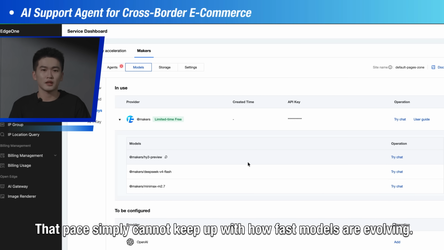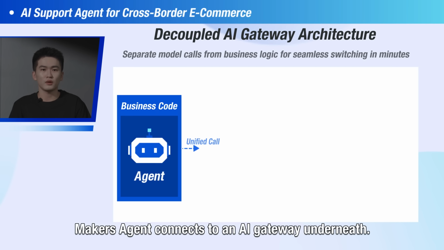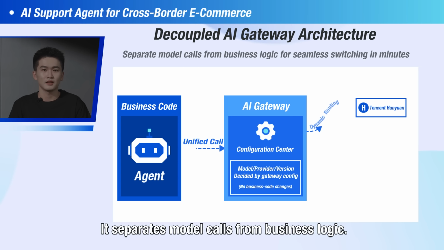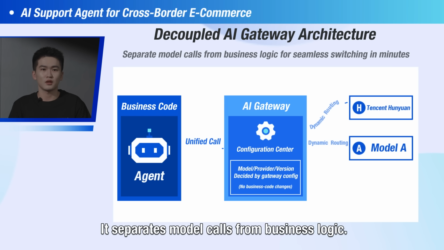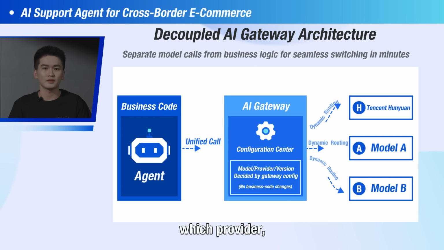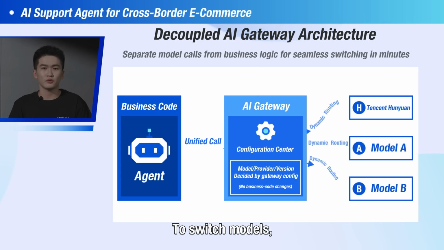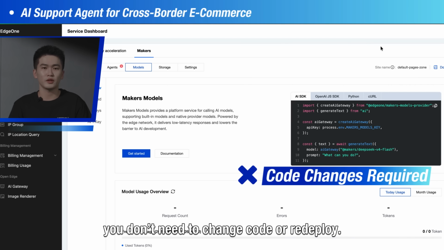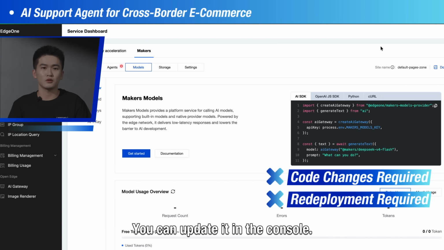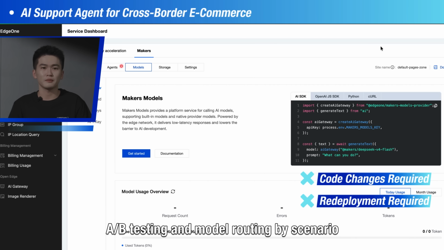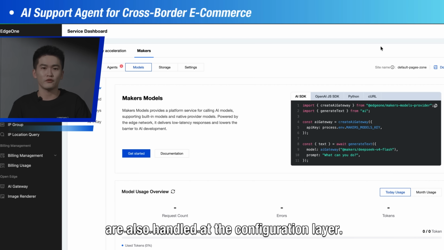That pace simply cannot keep up with how fast models are evolving. Makers Agent connects to an AI gateway underneath. It separates model calls from business logic. Which model, which provider, and which version you use are all decided by gateway-side configuration. To switch models, you don't need to change code or redeploy. You can update it in the console. A/B testing and model routing by scenario are also handled at the configuration layer.